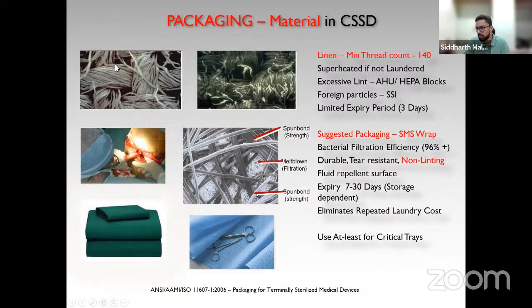There are small holes. These are like threads which are there for linen. There are small holes inside. From here, steam can penetrate, and even the pathogens can go inside. After a few washes, this is how your linen is going to look. Whatever green lint that you see on the top of the autoclave or lying around in your drain or on the floor, this is basically the linen which has not been laundered properly.